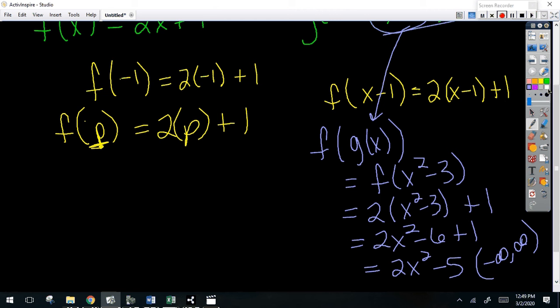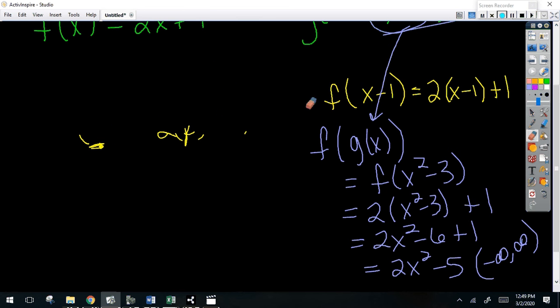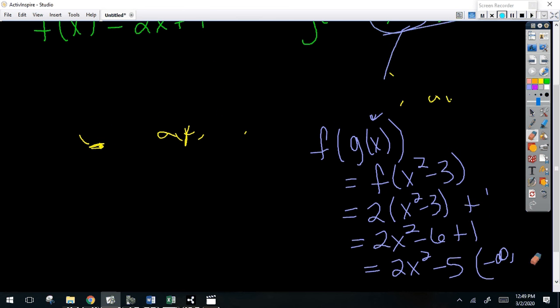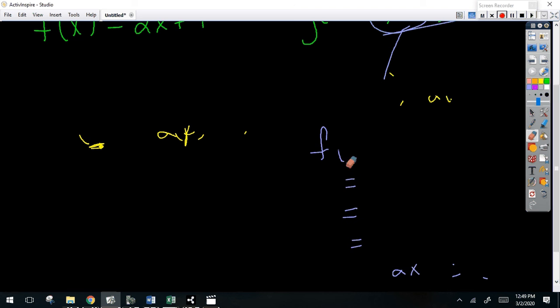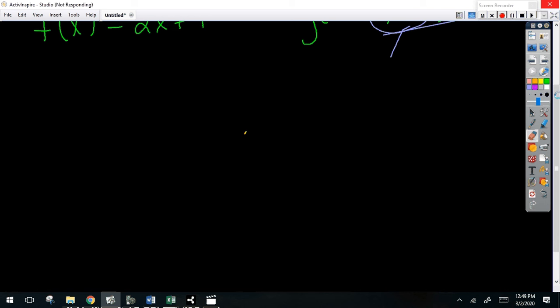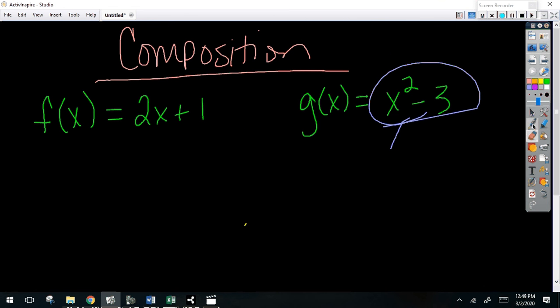Try this one. Can I erase this? Thank you. Y'all are super quiet today. Find g of f of x. See if you can do that one.